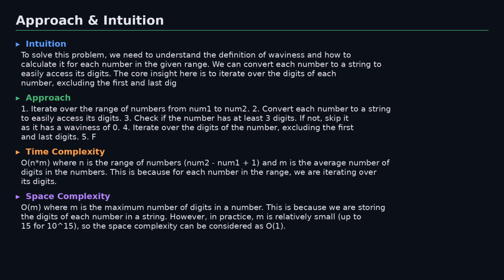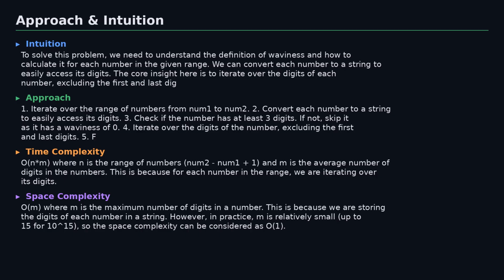We start by iterating over the range of numbers from num1 to num2. For each number, we convert it to a string to easily access its digits. We then check if the number has at least 3 digits. If not, we skip it as it has a waviness of 0. Then, we iterate over the digits of the number, excluding the first and last digits. For each digit, we check if it's a peak or a valley by comparing it with its neighbors. If it's a peak or a valley, we increment the waviness count. Finally, we add the waviness count of the current number to the total waviness.